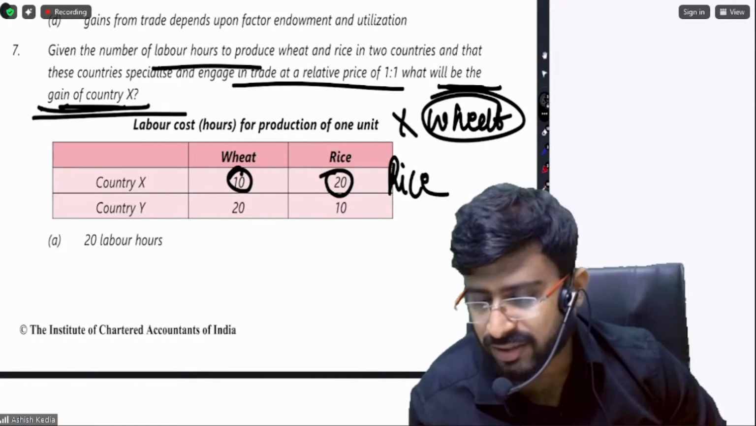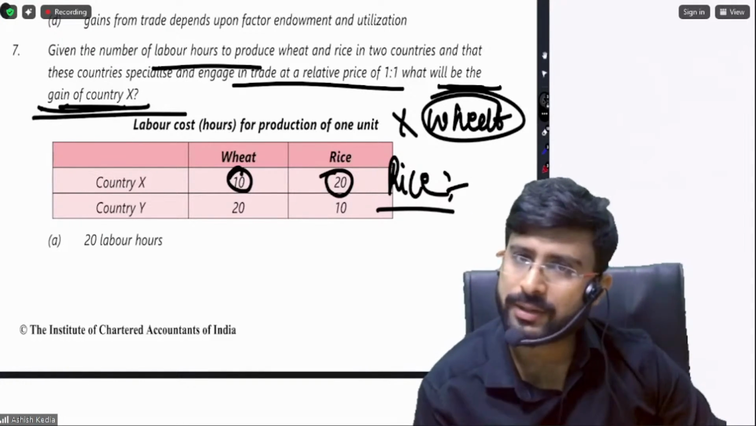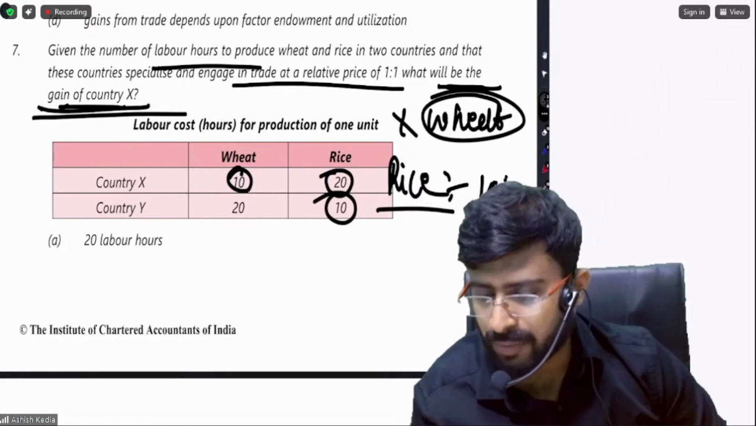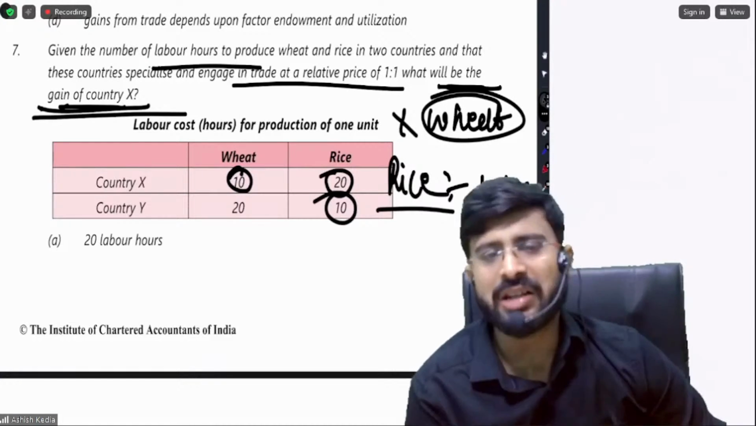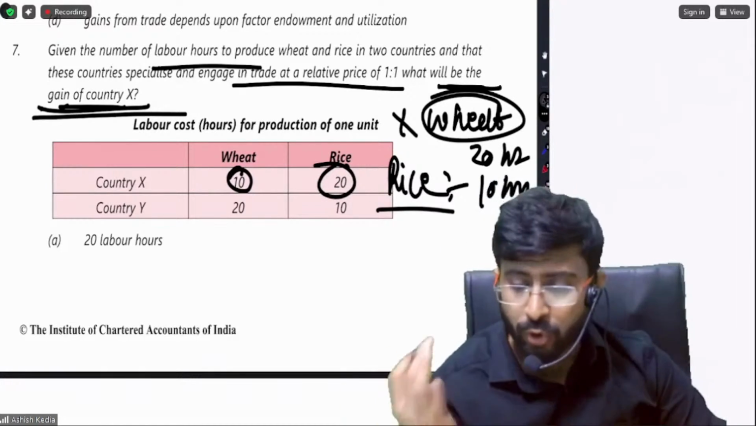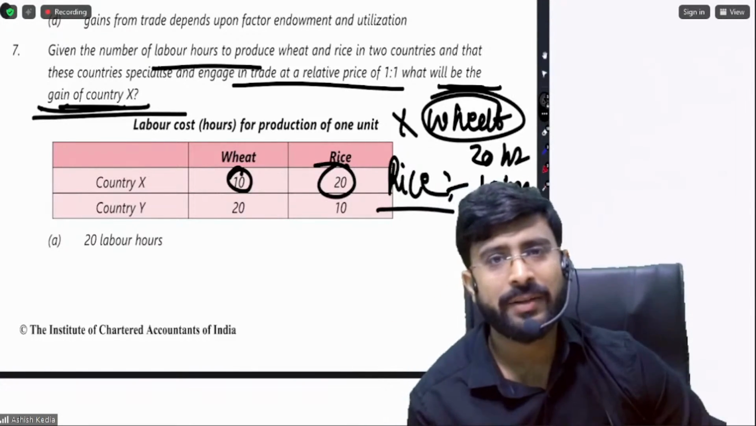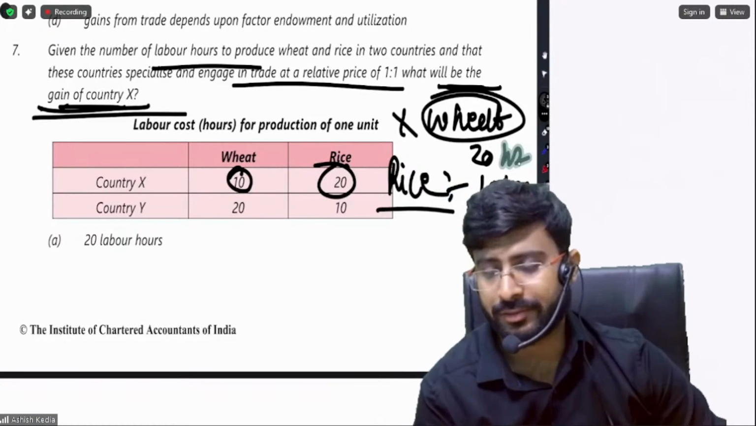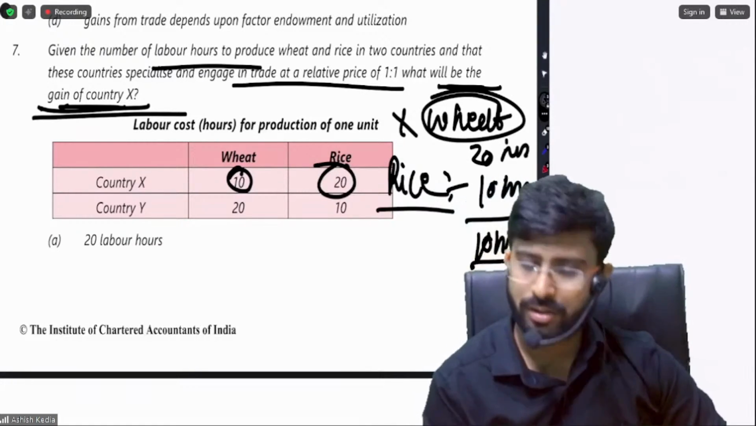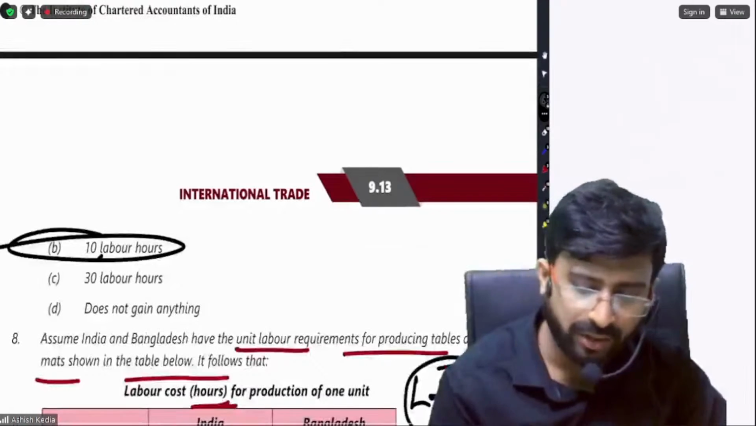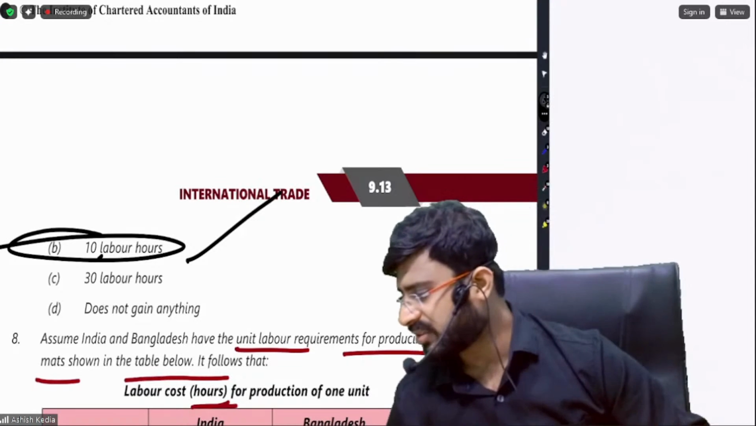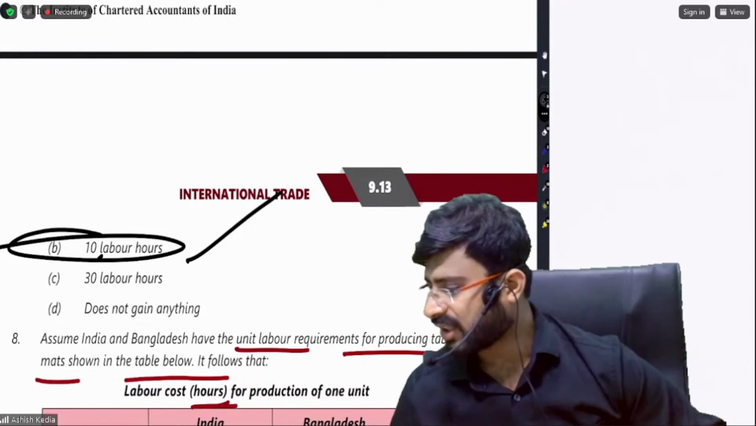राइस. राइस कंट्री एक्स को मिल गया, ठीक है, किधर से? कंट्री वाई से, जो कितने देर में बन जाएगा? 10 घंटे में. अगर कंट्री एक्स खुद बना रहा होता तो राइस में कितना देर लगता? 20 घंटा. बट कंट्री एक्स तो राइस मंगा रहा है, राइस खरीद रहा है, ना कि खुद बना रहा है, हाँ या ना? तो कितना देर बचा? 10 घंटा। खत्म हो गया बात। So the answer is 10 labor hours. Come on, friends. Is this clear? Yes or no?